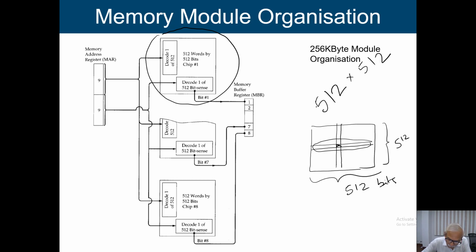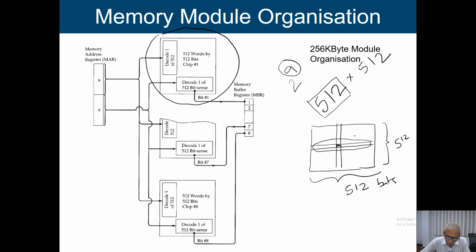We know that we have 512 rows. To identify any of the 512 rows, we need address lines. What will be the size of the address? It is very simple: since 2 to the power 9 is equal to 512, we need 9 bits of address line. With the help of 9 address bits, we can select one row.